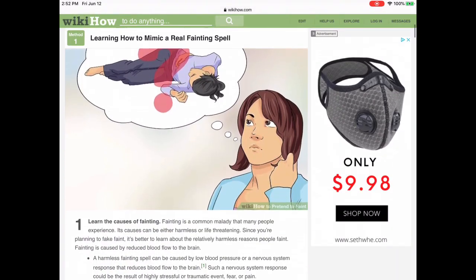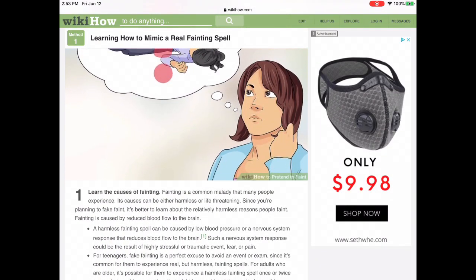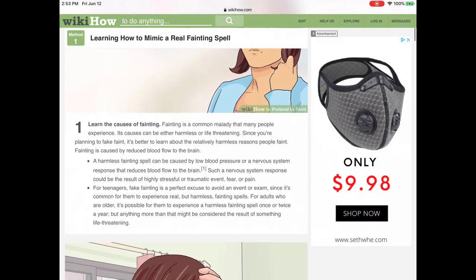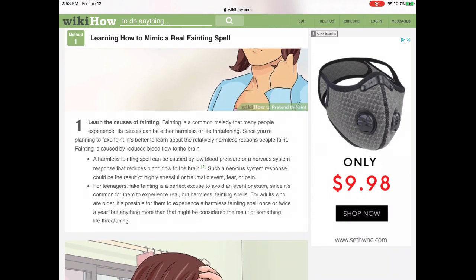So today we're learning how to faint, according to wikiHow. Step 1. Learn the causes of fainting. Fainting is a common malady that people experience. It can either be harmless or life-threatening. Since you're planning to fake faint, it should probably be harmless.